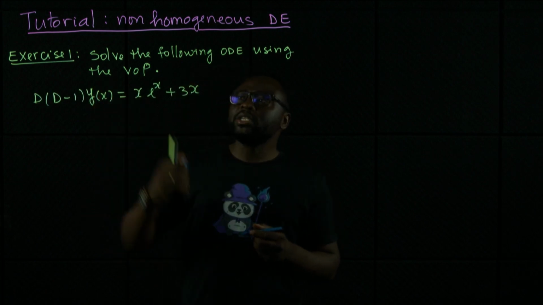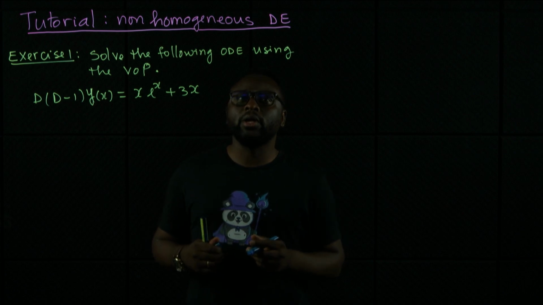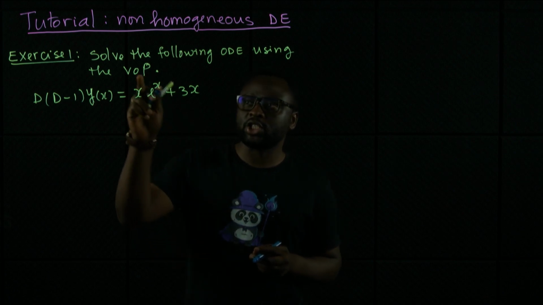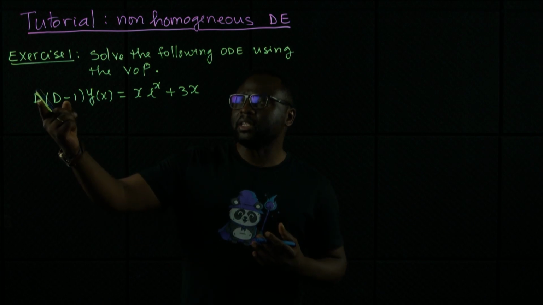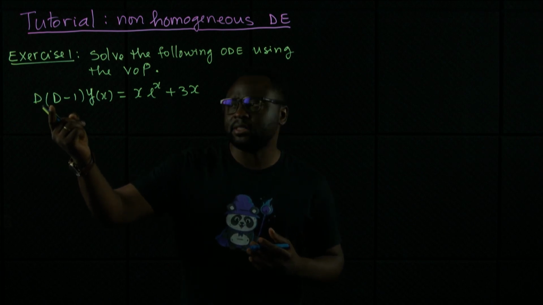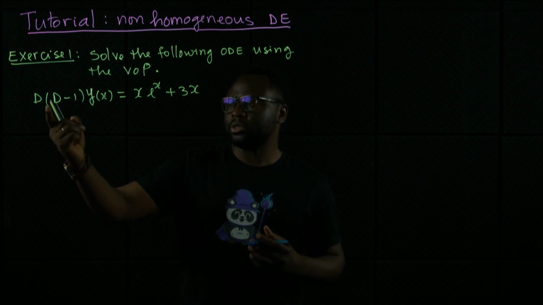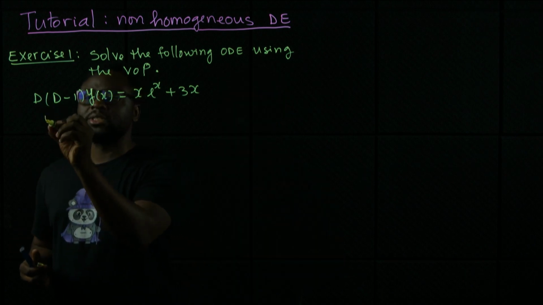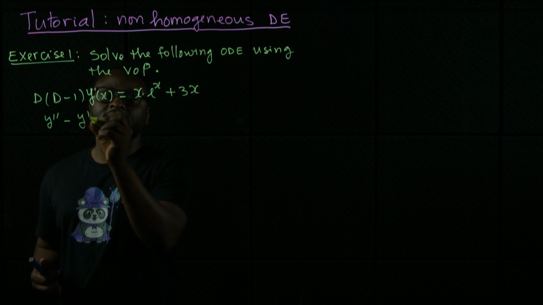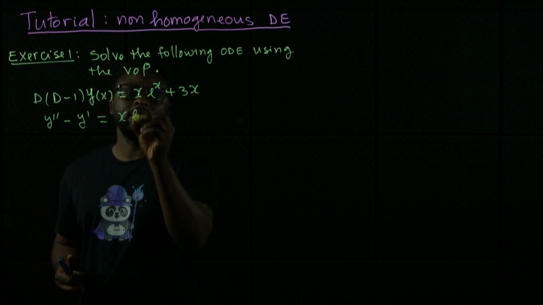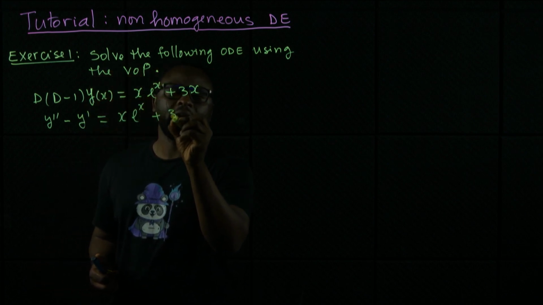For the first question, we want to solve the following differential equation by using the variation of parameter. So we know this means derivative, okay? Capital D means derivative. So if you multiply this through, you see that this equation is similar to second derivative minus first derivative is equal to x times e to the power x plus 3x.